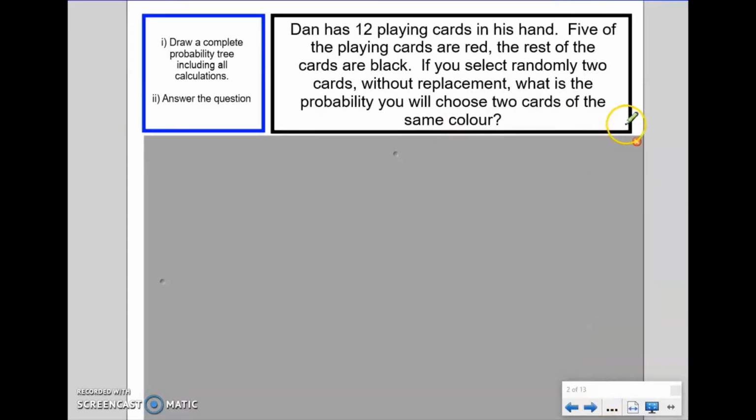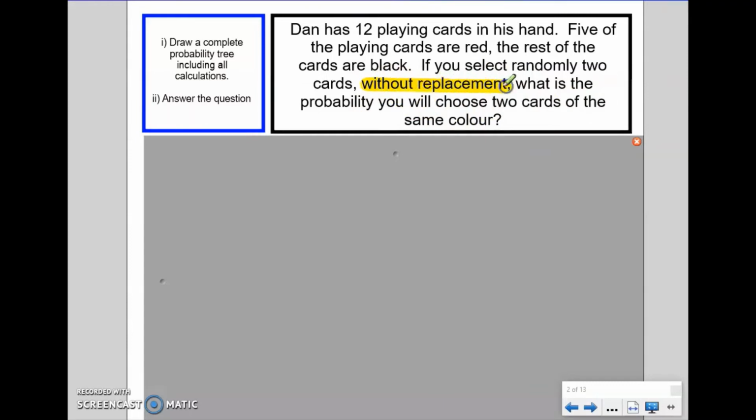Let's talk through another example. Dan has 12 playing cards in his hand. 5 of the playing cards are red, the rest of the cards are black. So I already know he has 7 black cards. If you select randomly 2 cards without replacement, what is the probability you will choose 2 cards of the same color? This bit here is very important.